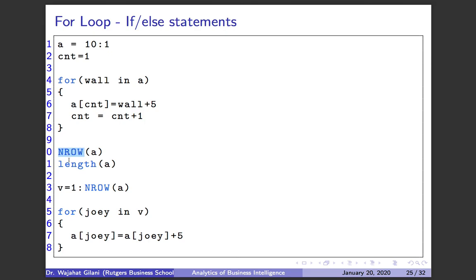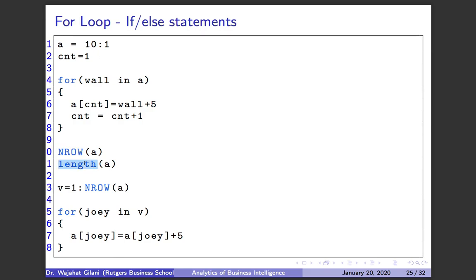Capital N row, all caps, and length. To a vector, they do the same thing. These are predefined functions. If you put a vector within their parameters, all it simply does is tell you the length of the vector, how many values are in the vector. So in this case, A has 10 values in it. This is going to give you the value 10.